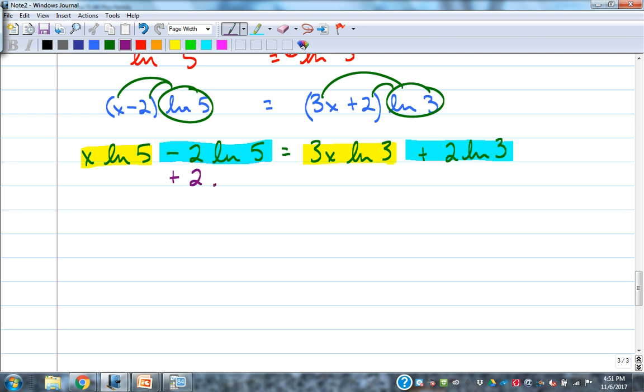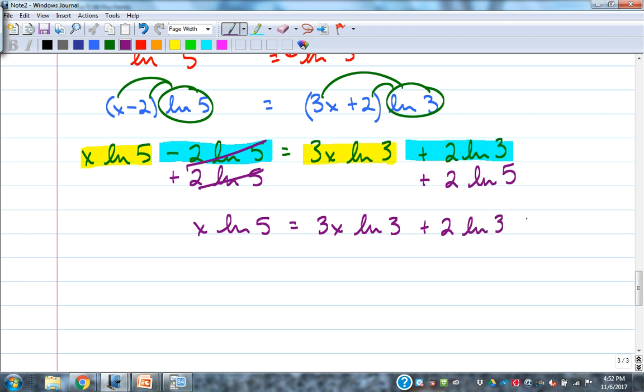So I'm going to move the 2 natural log of 5 by addition. That'll cancel it out there. So that's x natural log of 5 equals 3x natural log of 3 plus 2 natural log of 3 plus 2 natural log of 5. I can't combine these two pieces because they're different. One's a natural log of 3, one's a natural log of 5. They don't combine to be natural log of 8. That's not how that works.